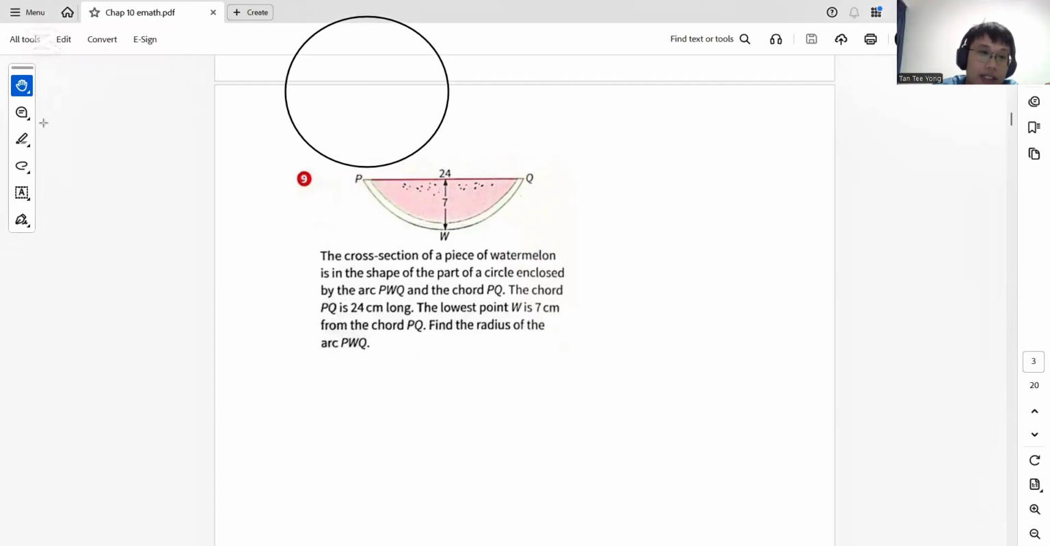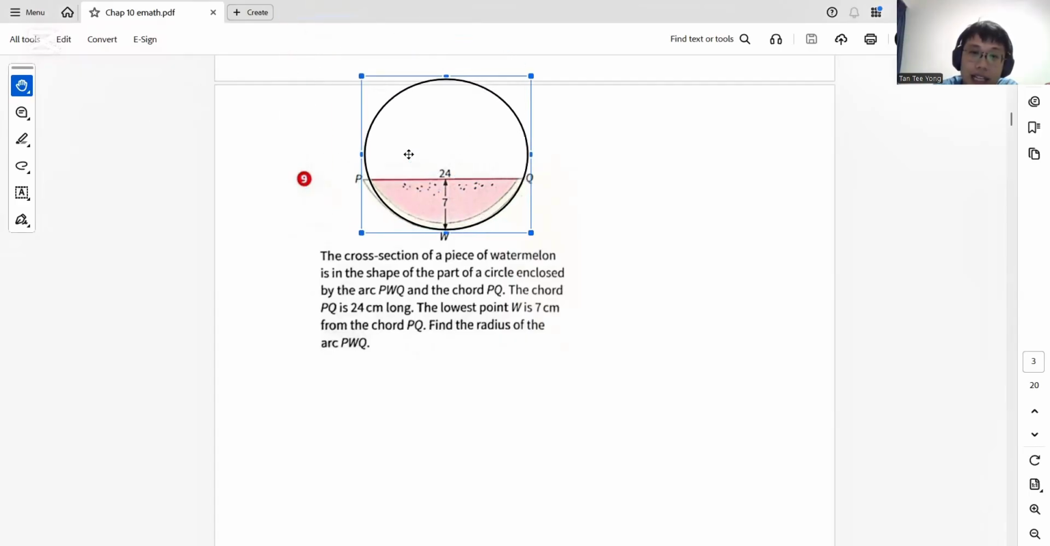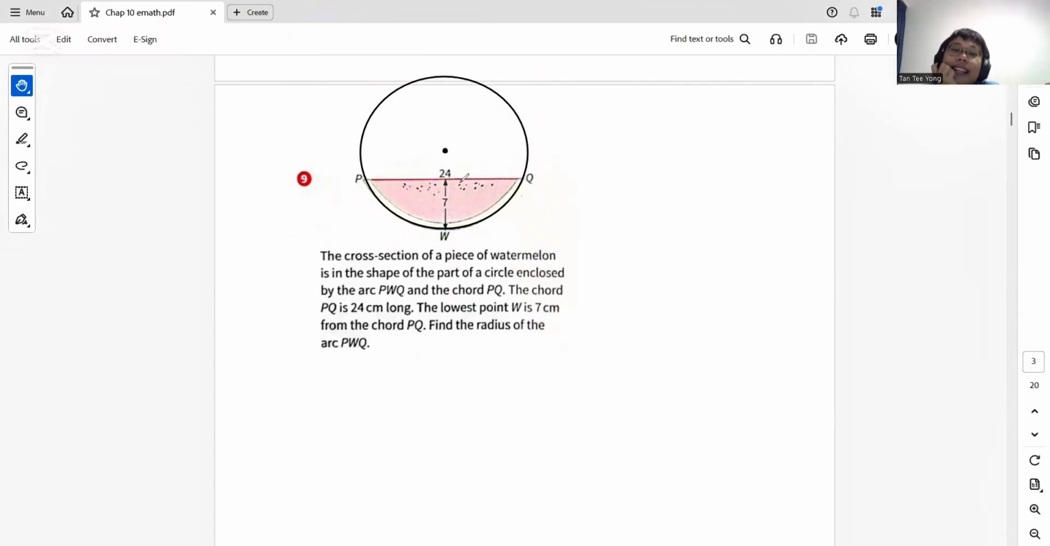Okay, let me try and draw the circle using this. So probably something like that. Okay, and then the center is somewhere probably around here. Okay, maybe not so far, maybe like here. Okay, so after that, they say the lowest point W is 7 cm from the chord. Okay, so that's 7 cm. And then find the radius of the arc PWQ. Yeah, so in short, just find radius lah. So if you think about it this way, it's actually something like that. They want the radius of this. So this is actually R, right?